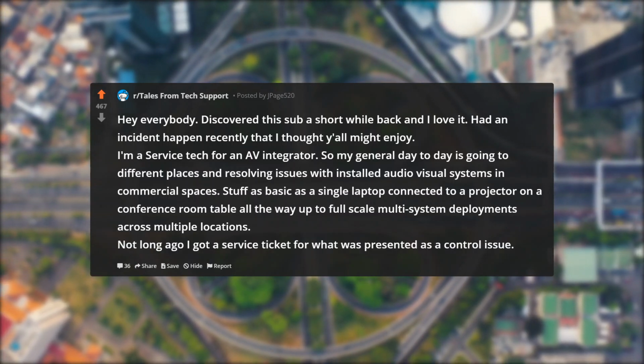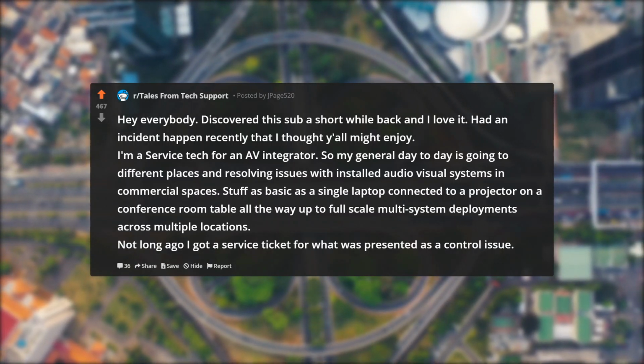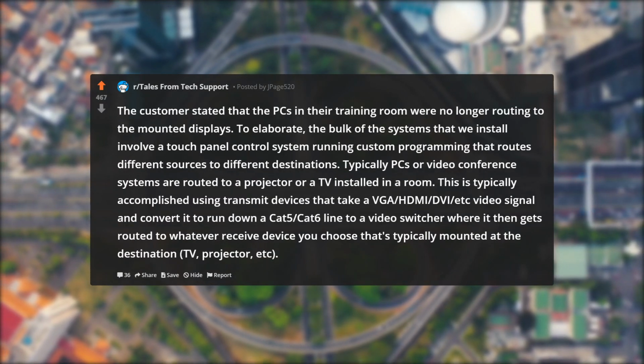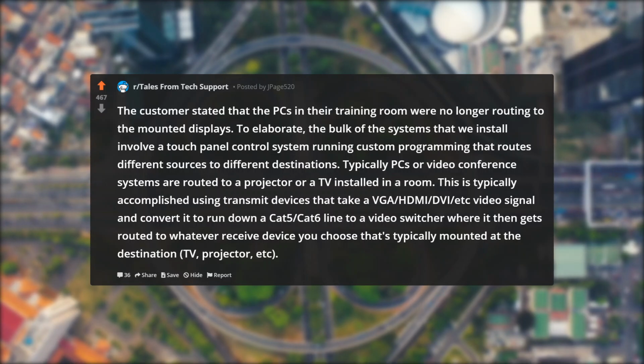Not long ago I got a service ticket for what was presented as a control issue. The customer stated that the PCs in their training room were no longer routing to the mounted displays.